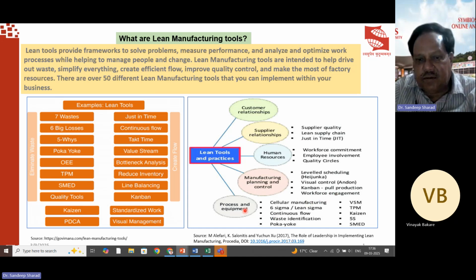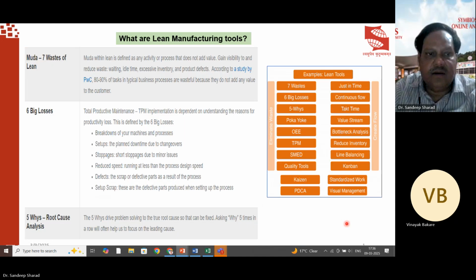If we talk about the process and equipment: cellular manufacturing, Six Sigma, Lean Six Sigma, continuous flow, waste identification, and Poka-Yoke, VSM, TPM, Kaizen, 5S and SMED. So Muda, the 7 wastes of lean.